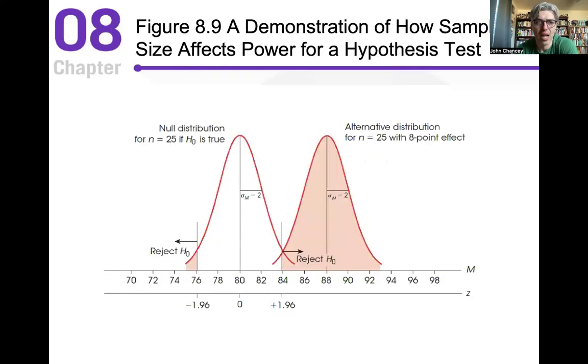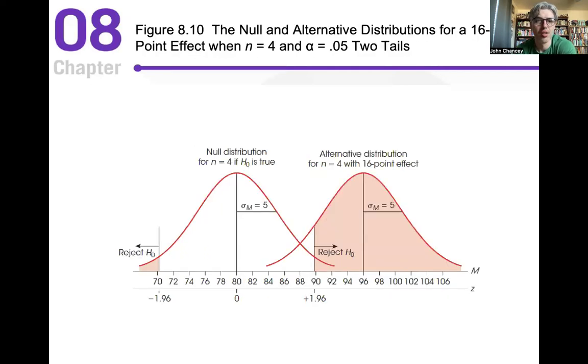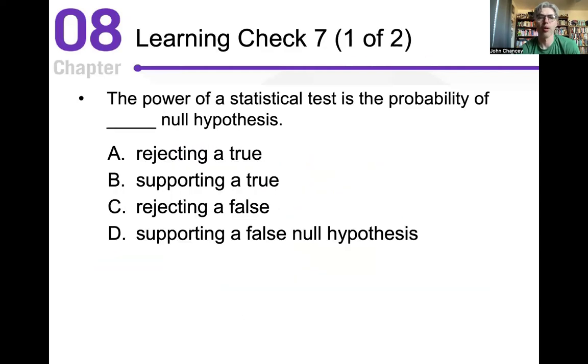All right, so sample size, this is just showing how sample size could affect power for your hypothesis test. Different sample sizes are going to increase or decrease those rejection regions. Some graphs you can take a look at. I think these are also in your textbook too. Okay, quick learning check.